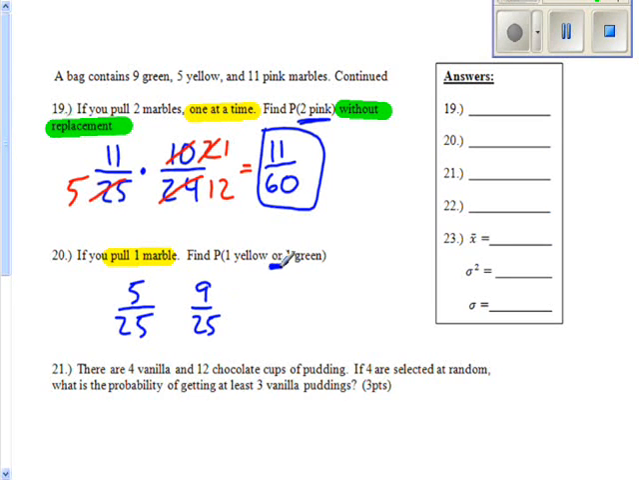The word or here means we add. I already have common denominators, so I add straight across here. 5 plus 9 is 14. The denominator stays the same. All right? And it doesn't look like that one's going to reduce at all.